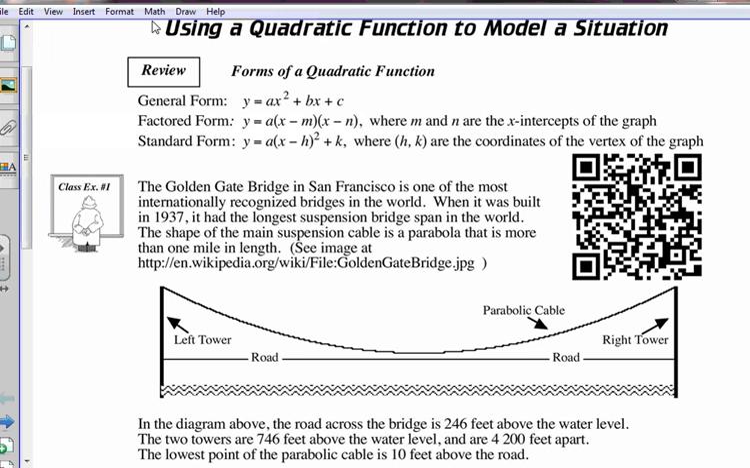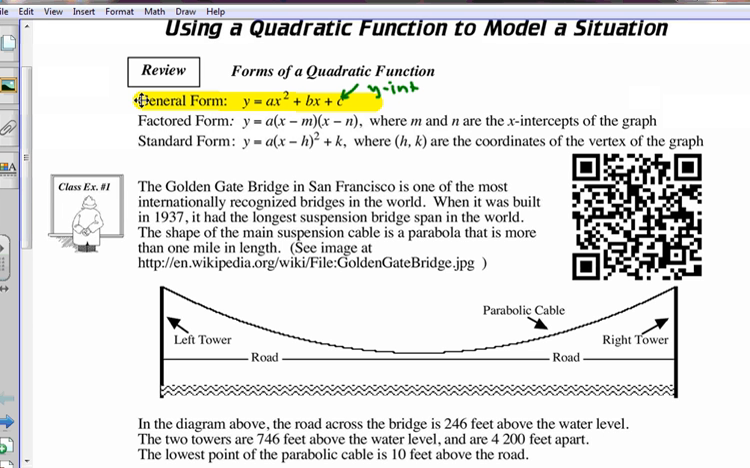All right, so review. Our equations can be written in three ways. We have our general form, and general is ax squared plus bx plus c. What's your y-intercept in that graph? Remember which one? The y-intercept, the c value. The c value is your y-intercept. And what does a tell you? If it's positive, it opens up, negative opens down.